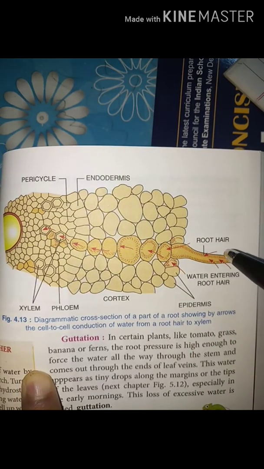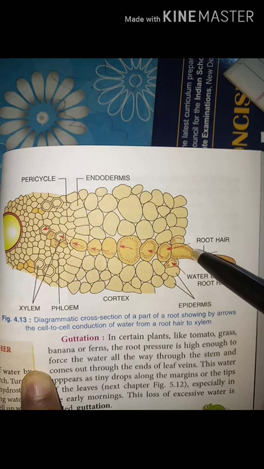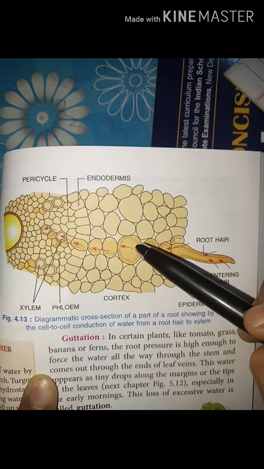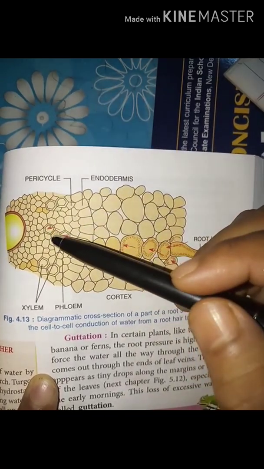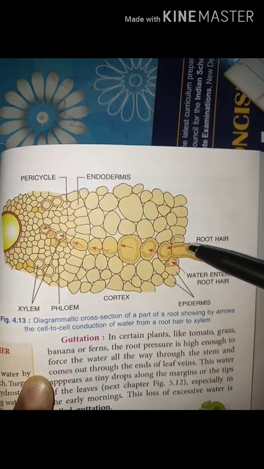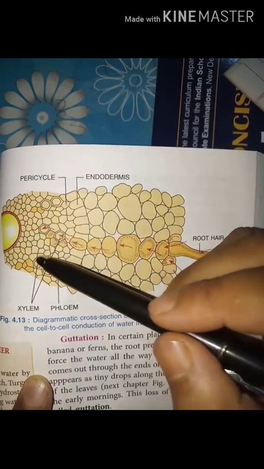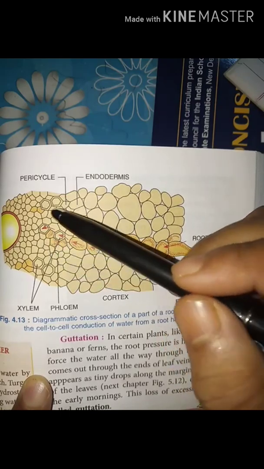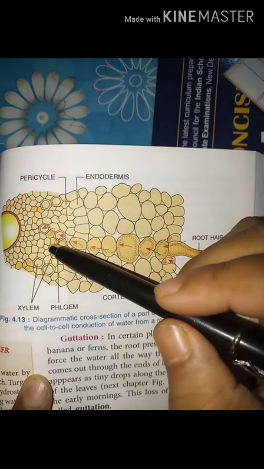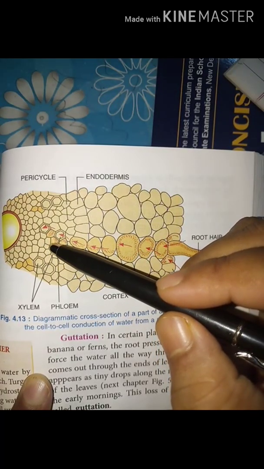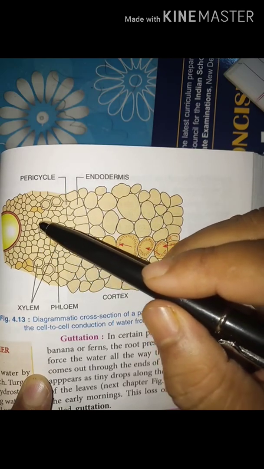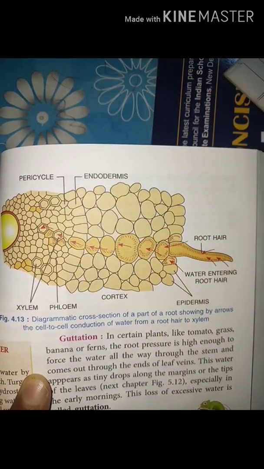So when water diffuses from one cell to another cell, that is cell to cell osmosis, it reaches the xylem. Here, due to the continuous inward flow of water, a pressure is created, and this pressure is known as root pressure. This root pressure helps in the ascent of sap, that is movement of water in the upward direction. Clear?